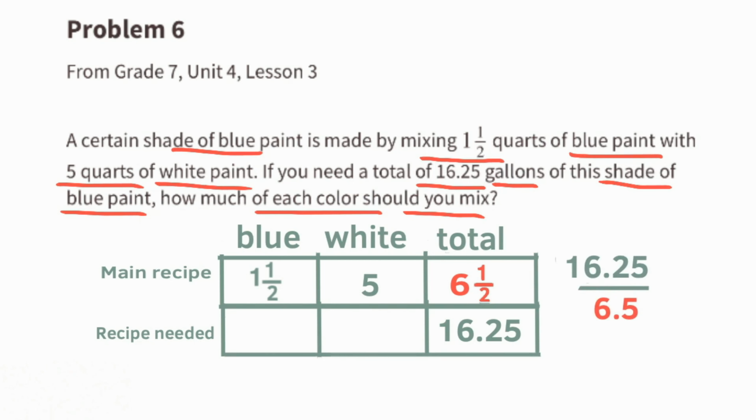6.5 goes into 16.25 exactly 2.5 times. 5 times 2.5 is 12.5, and 1.5 times 2.5 is 3.75, so you'll need 12.5 gallons of white paint and 3.75 gallons of blue paint.